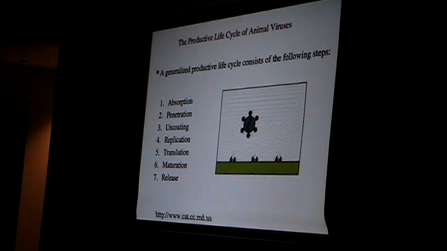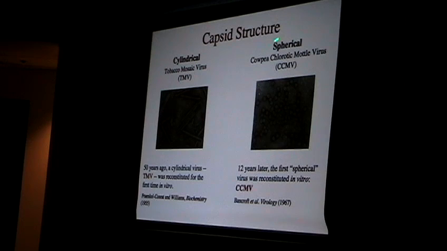In general, there are two types of capsid classified according to their shape. They are either cylindrical or spherical. This is a very famous virus, tobacco mosaic virus. This virus was reproduced in vitro over 50 years ago. In vitro, I mean in the lab. They mixed the purified proteins of the virus and they put the genome, and a fully infectious particle formed.